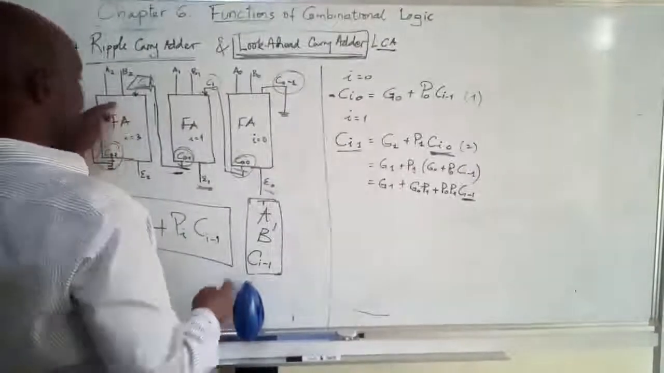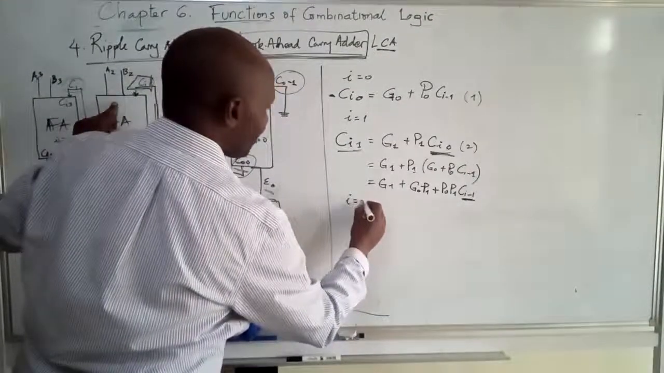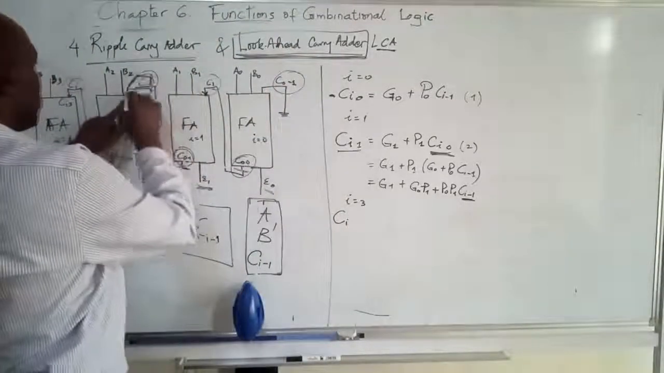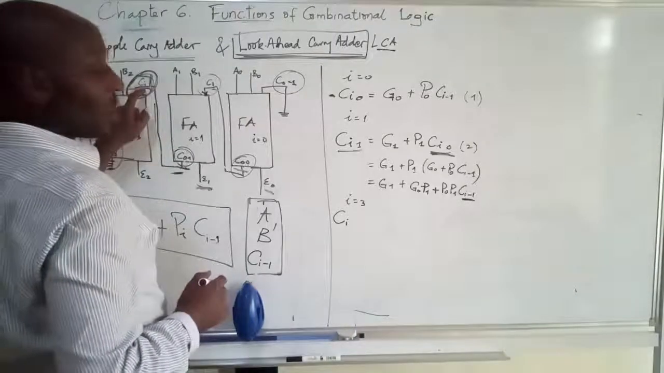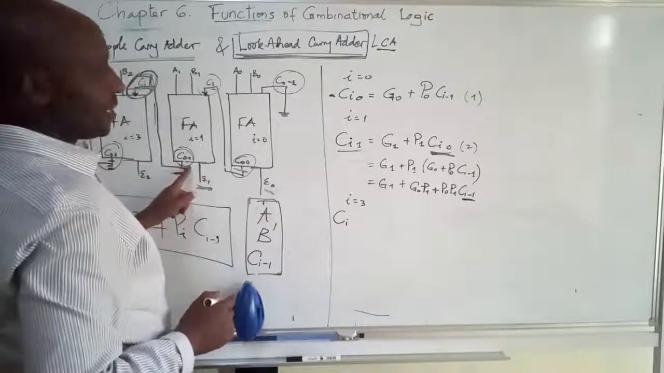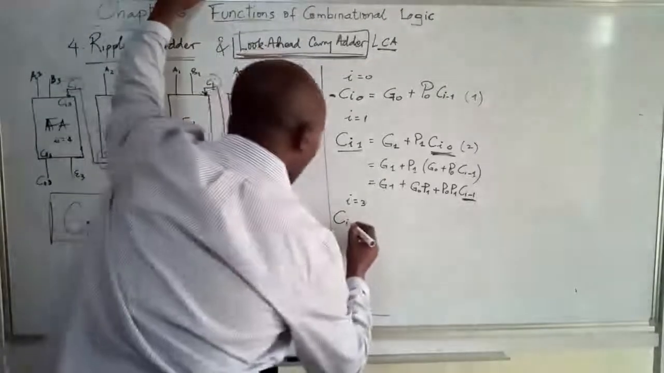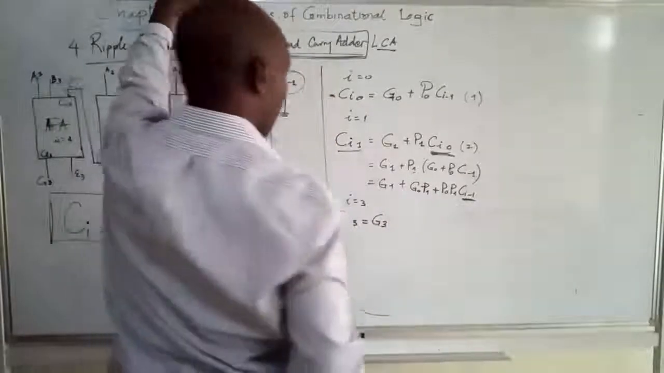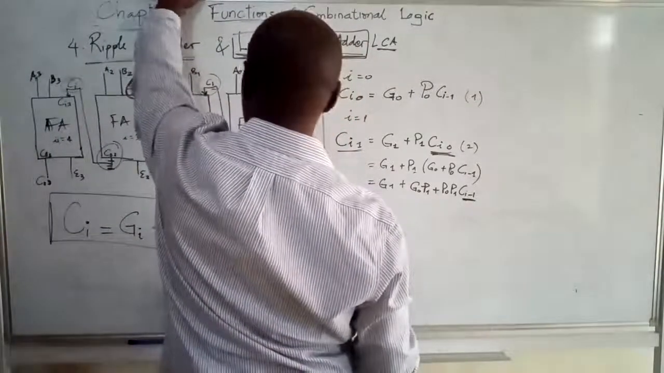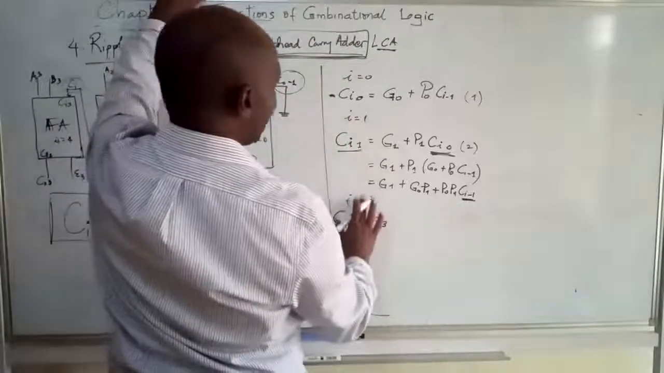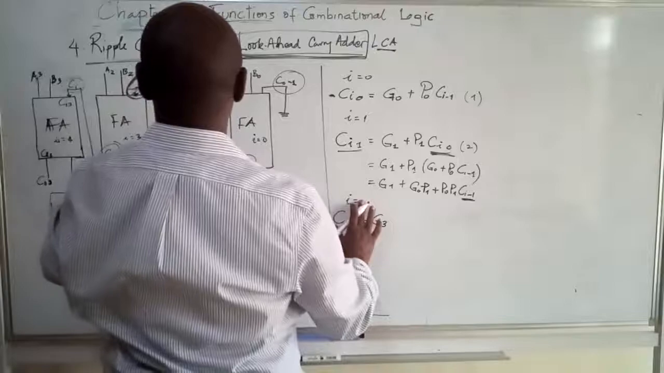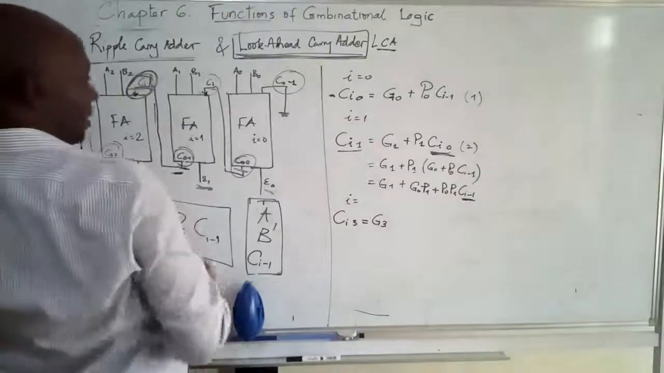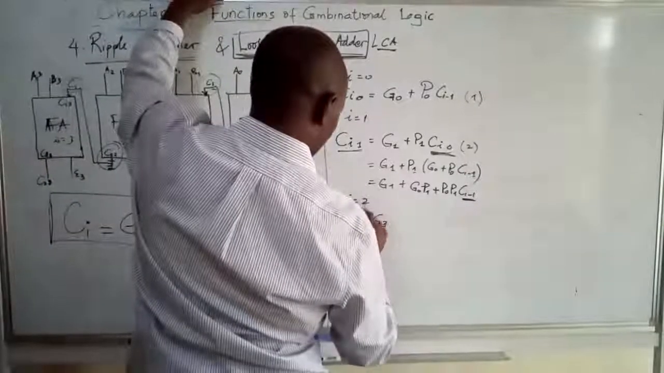Now let us look at when I is equal to 3. When I is equal to 3, what happens? We want to generate this carry. To generate this carry, normally, it should come from the carry out of the previous. Good. So, I3 is equal to G3. No, wait. We are jumping. Let us find the 2. Oh, no. This is 2. This is 3.